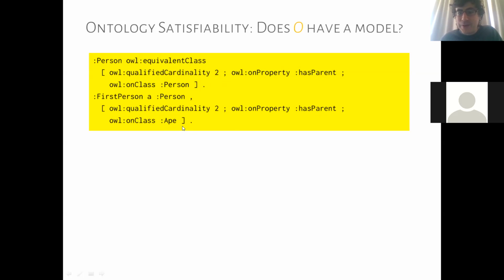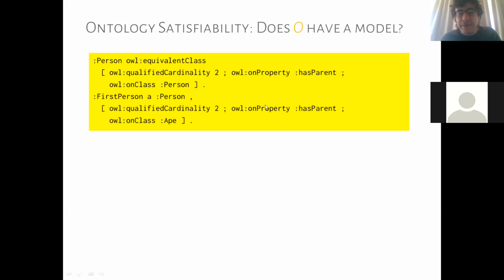Okay, so now the question is, can we construct some possible explanation, a possible model for this ontology? Can we see a possible configuration of things that this describes consistently? It's a bit of a weird one, right? But we might think that, first of all, looking at this here, we know that since first person is a person, it must have two parents, and it must have two parents that are people, right?